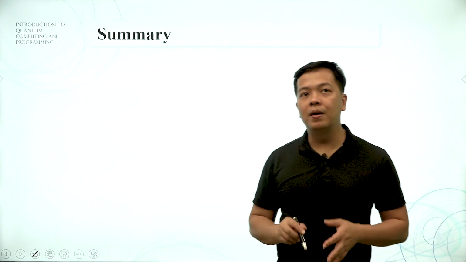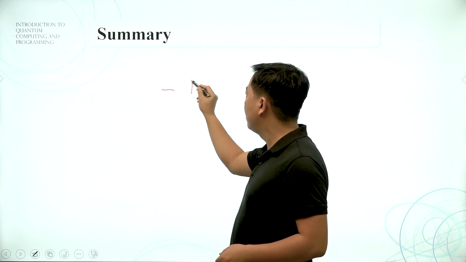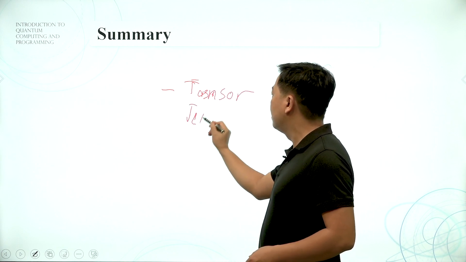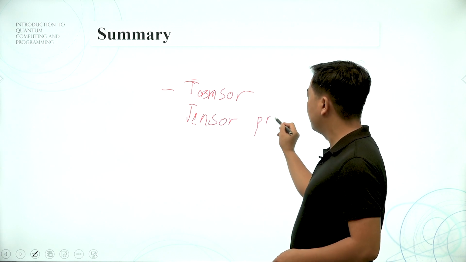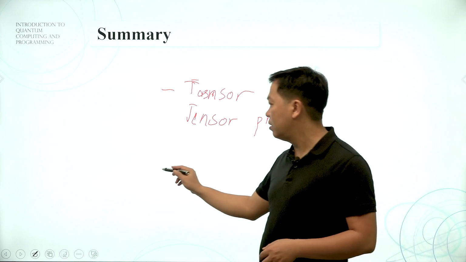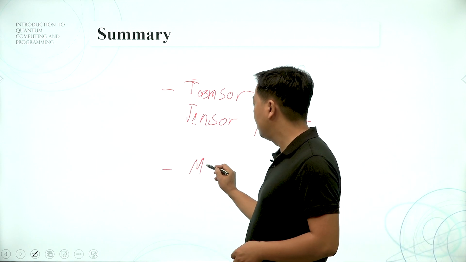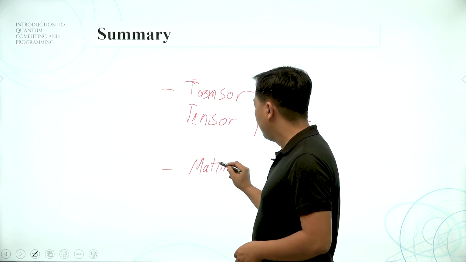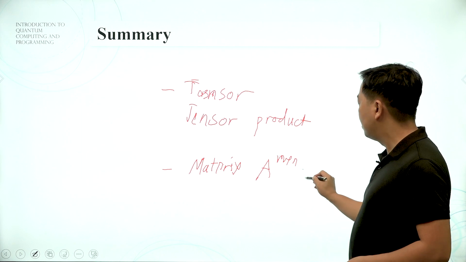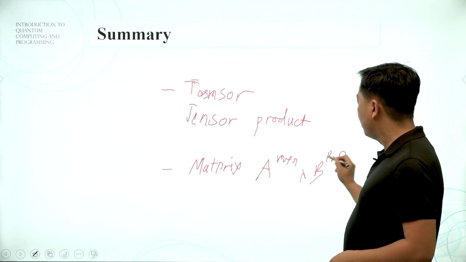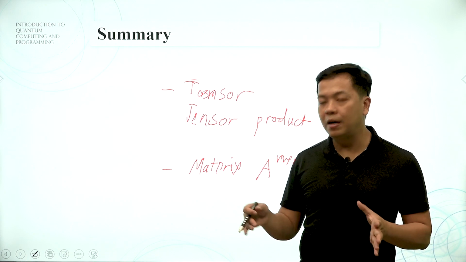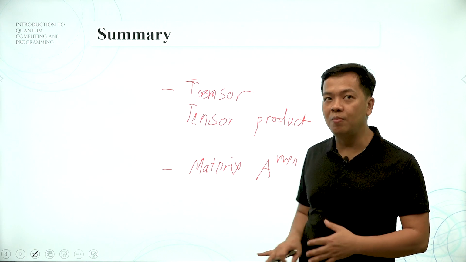Okay, this is the summary. We have the tensor product of matrices, which is how you calculate two matrices together. These matrices, A being M by N and B being P by Q, do not have matching numbers of rows or columns, so we need to follow our new formula, the tensor product.